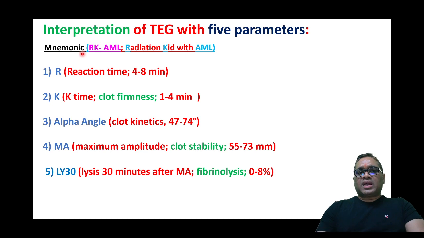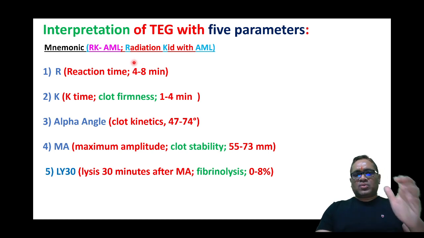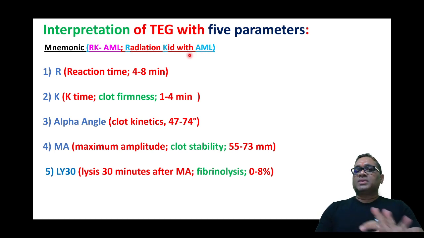We can remember this by a mnemonic called RKAML. RKAML stands for radiation kid with AML, right? So it's a radiation kid with AML. That is very, very important. If you remember the pathology, we know that in the pediatric age group, radiation exposure is a risk for acute myeloid leukemia. That is why it's easy to remember: radiation kid AML.